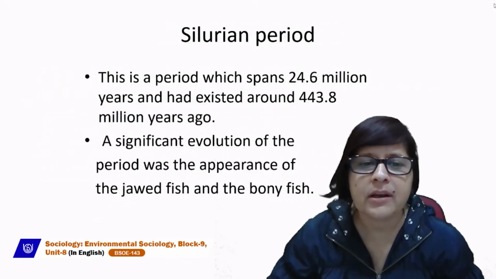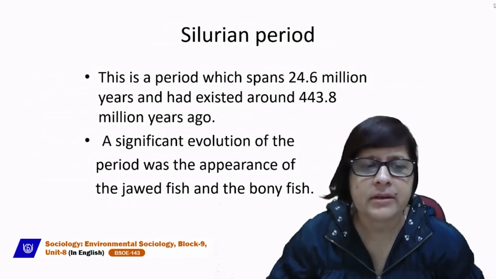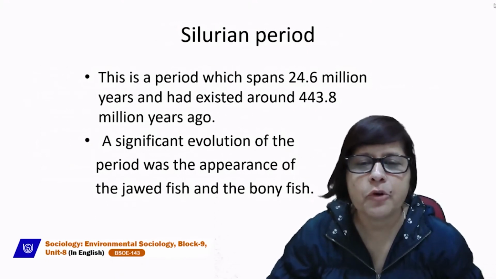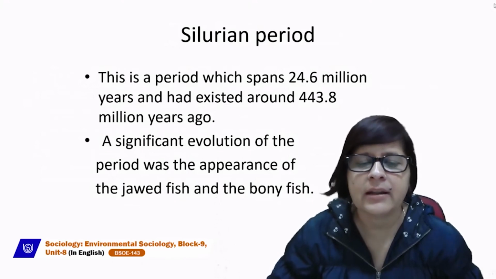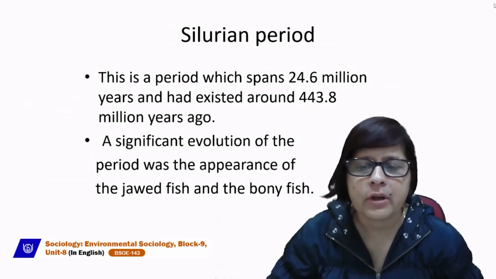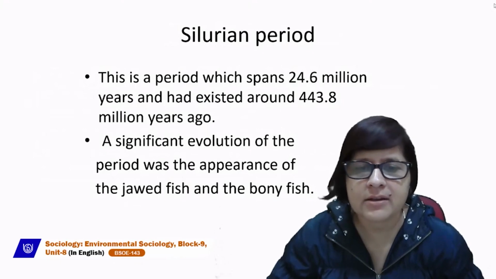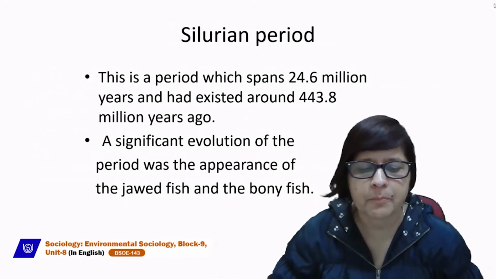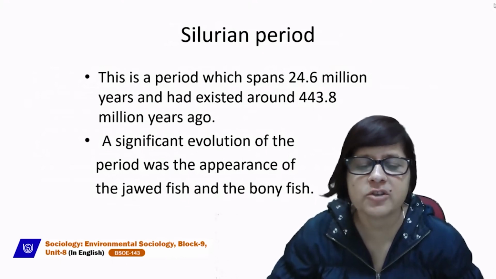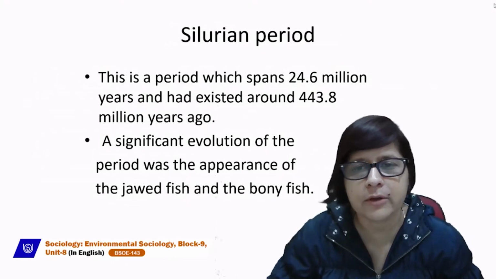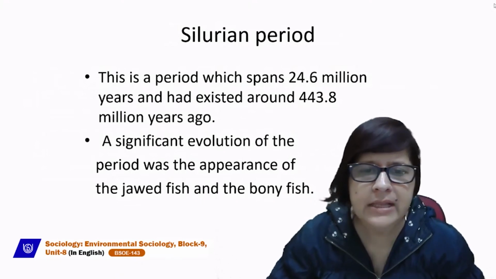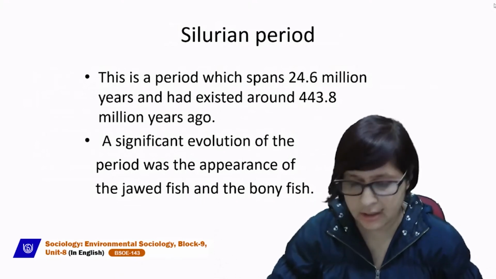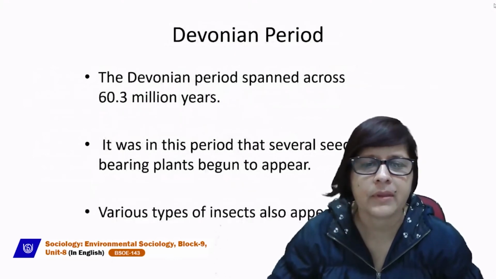The next period is Silurian period. This period, which spans 24.6 million years and began 443.8 million years ago, had a significant evolution: the appearance of the jawfish and the bony fish. So, in Silurian period, we saw the jawfish and the bony fish.